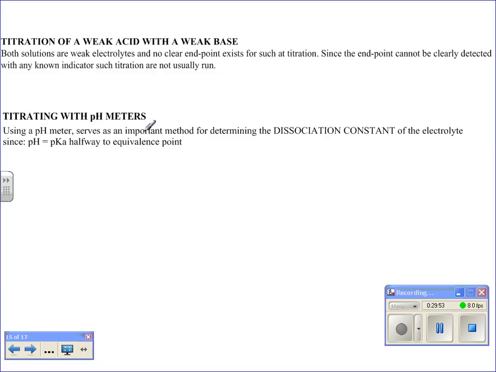Now when we titrate with a pH meter, we're going to be able to actually determine the Ka of a particular acid. You're going to do a lab where you determine the dissociation constant of an acid by using a half titration. Because we know that the pH is equal to the pKa halfway to the equivalence point. So it makes for a very simple method to calculate the Ka.